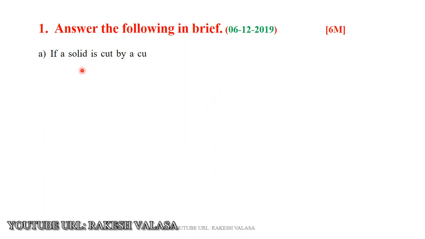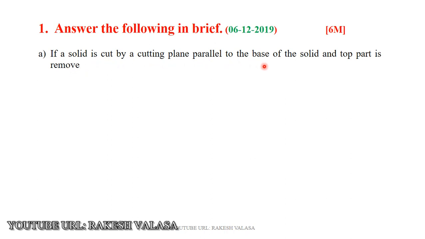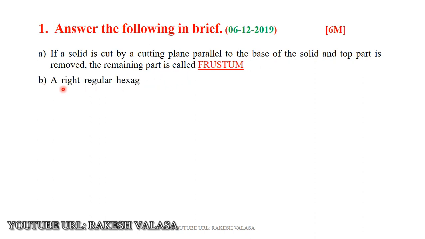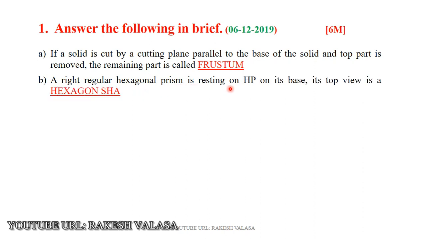Question number A. If a solid is cut by a cutting plane parallel to the base of the solid and the top part is removed, the remaining part is called a frustum. Question number B. A right regular hexagonal prism is resting on HP on its base. Its top view is a hexagonal shape. Question number C. Draw the representation of a sectional plane. Inside the object is a thin dash-dot line. Outside the object is a thick dashed line.